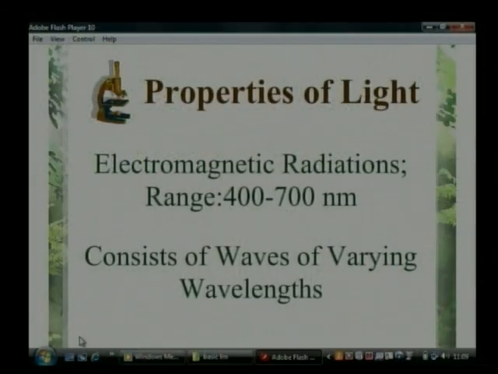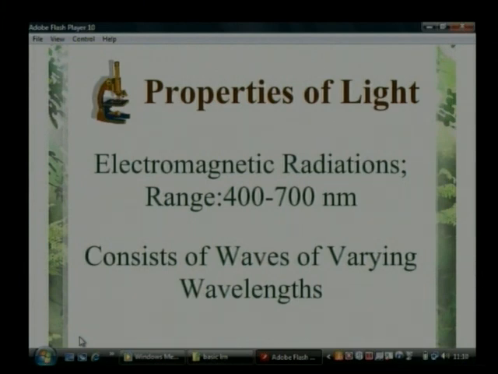As the first slide will show us, we begin with the properties of light. As we are all aware, light is one variety of electromagnetic radiation, and the wavelength falls in the range of 400 to 700 nanometer. It can also be equated to 4000 to 7000 angstrom units. And the natural light consists of different waves, and the basic variation among those waves falls in the wavelengths of different varieties.